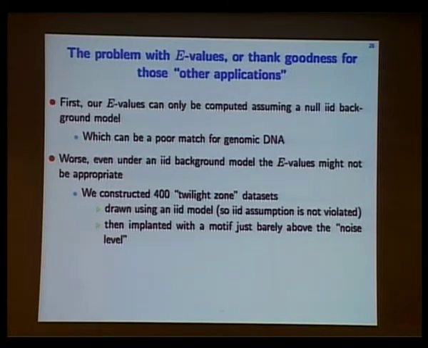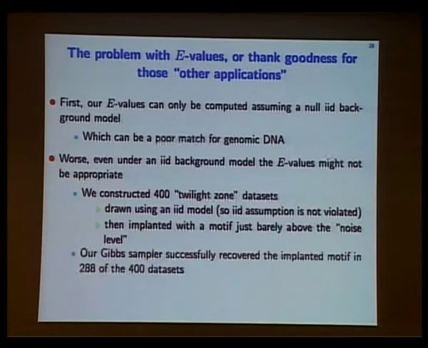But basically, we guaranteed that the IID model is correct, because we drew these sequences using an IID model, okay? Identically distributed, independent nucleotides. Then we implanted the motif in these input sets. But that motif was weak relative to the input size. So it was just barely visible relative to random motifs that are in this input set. So that's what is meant by twilight zone. So the motif is barely visible there.